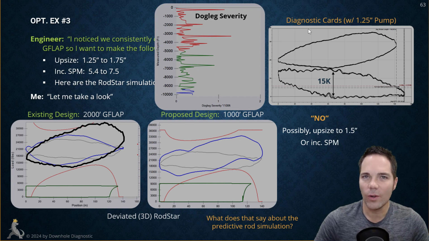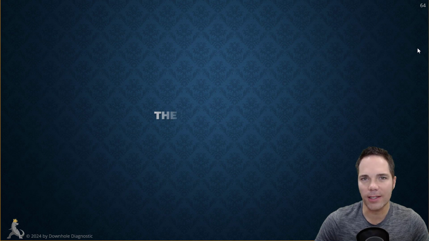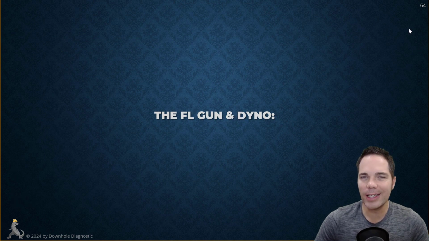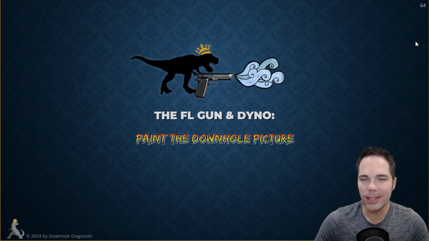We've got to go out to the field, or at least pull data off our POC, our pump-off controller, into our office so we can actually see what the cards look like. But that is the value of our diagnostic tools. The fluid level gun and the dynamometer help to paint the downhole picture. So here's my Dyno King when he gets angry and he gets his gun out. But don't worry, it's just a fluid gun. Okay, it's the Dyno King with his fluid gun. Do not worry. They paint the downhole picture.